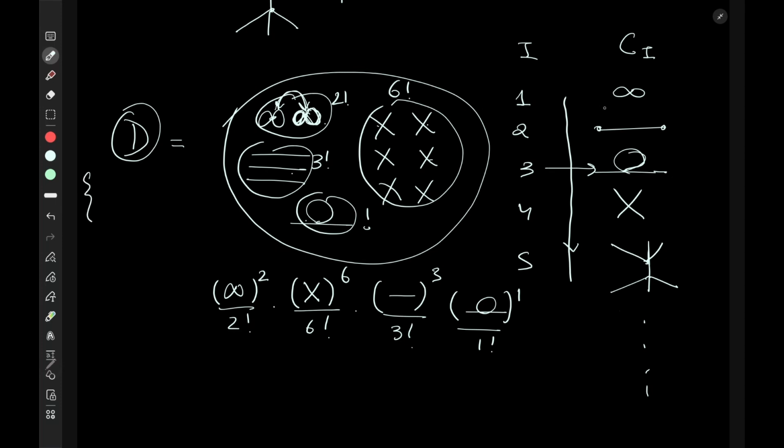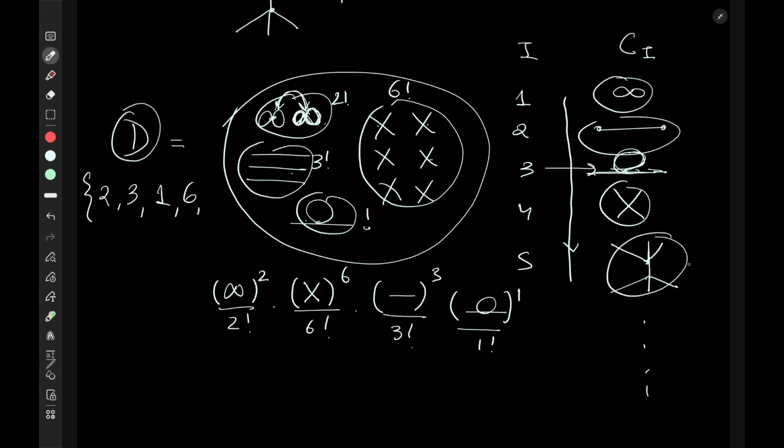For this case, we can write that the infinite diagram has 2 copies. The next one, the line diagram, has 3 copies. The next one, which is this weird thing, has 1 copy, and this X has 6 copies, and this sort of thing, whatever this is, has 0 copies, and others also have 0 copies. So like this, with the set of these integers, I can label this diagram.